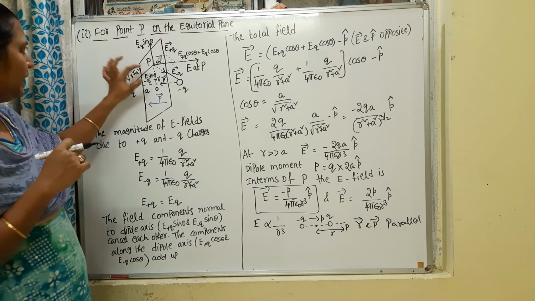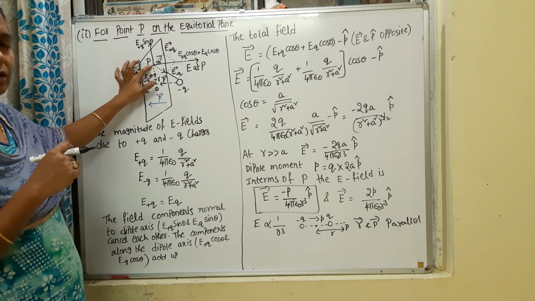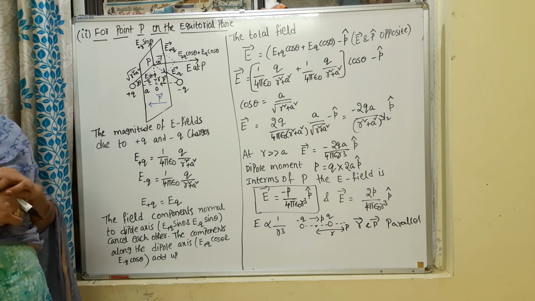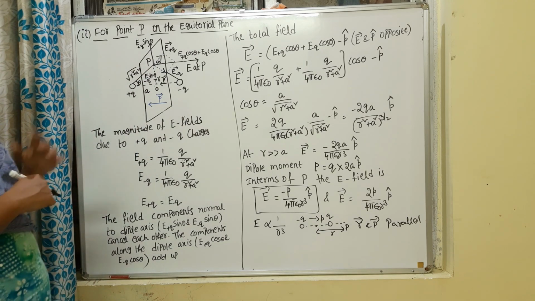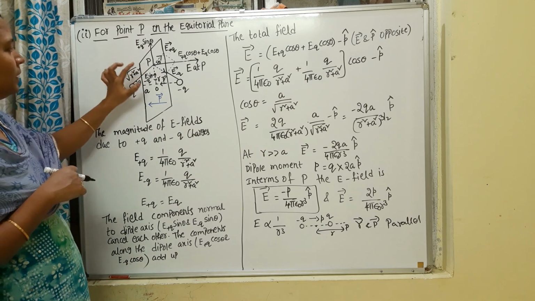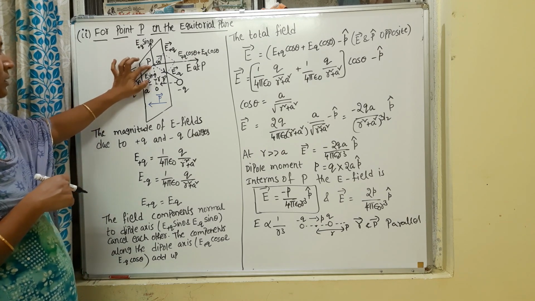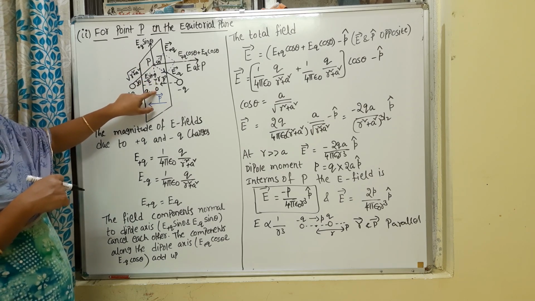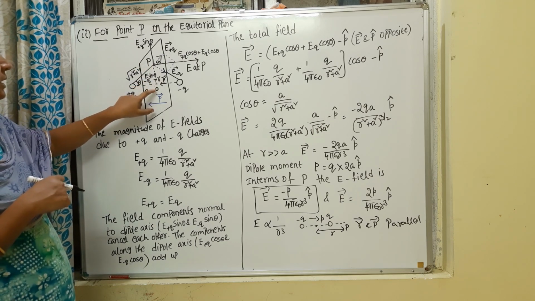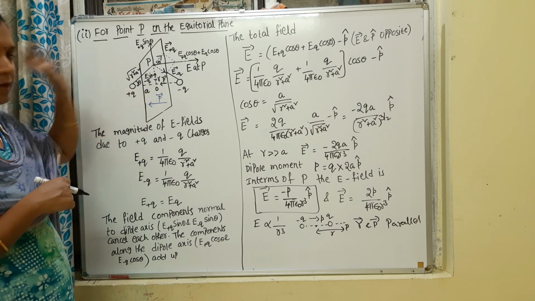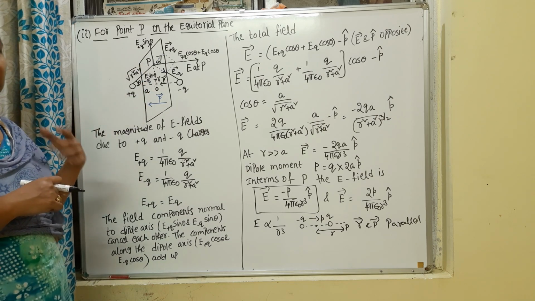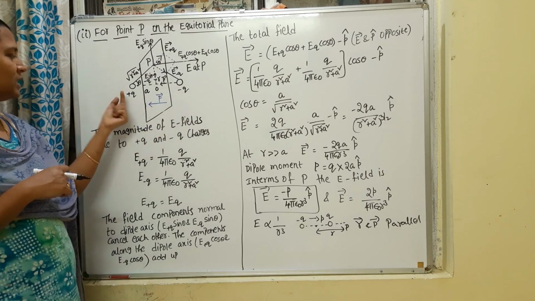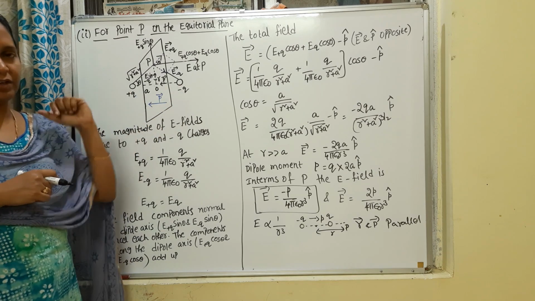So, what is the electric field at point P due to this pair of charges? See here, if I keep a test charge at point P, which is at a distance r from the center of a dipole, r is the distance from the center to point P. And what is the direction of the electric dipole? It is from minus q to plus q, nothing but it is in the left side direction.